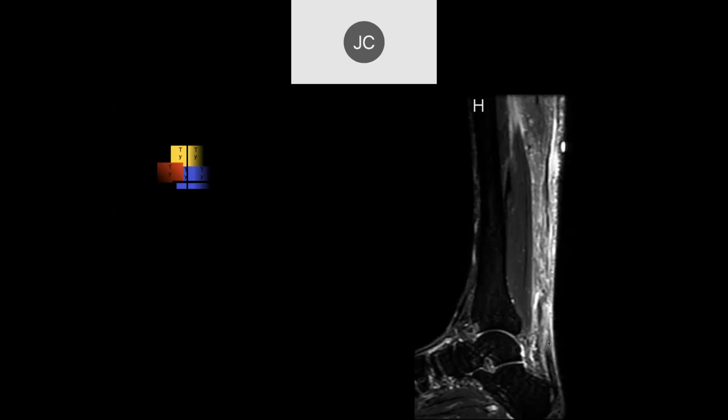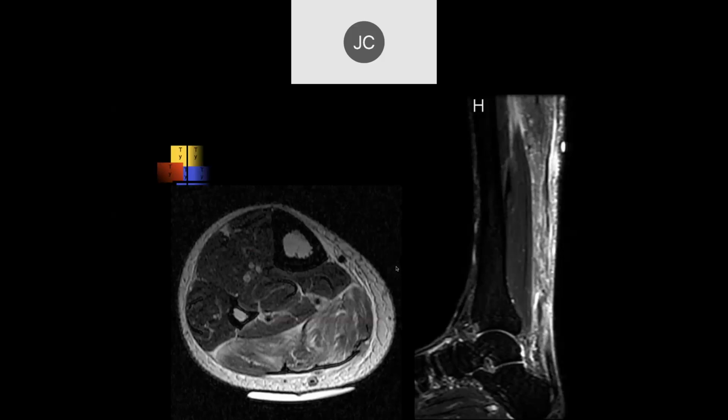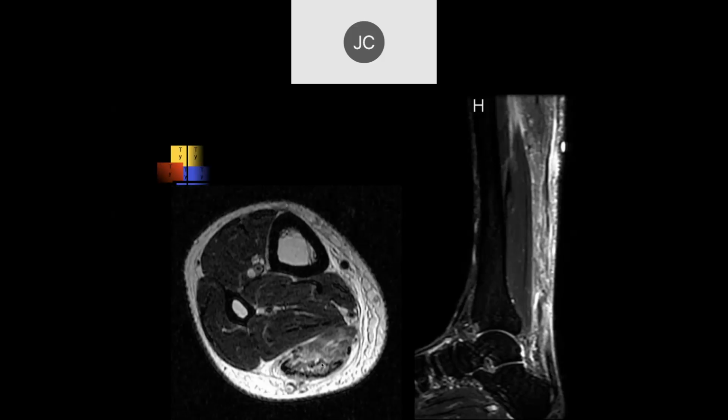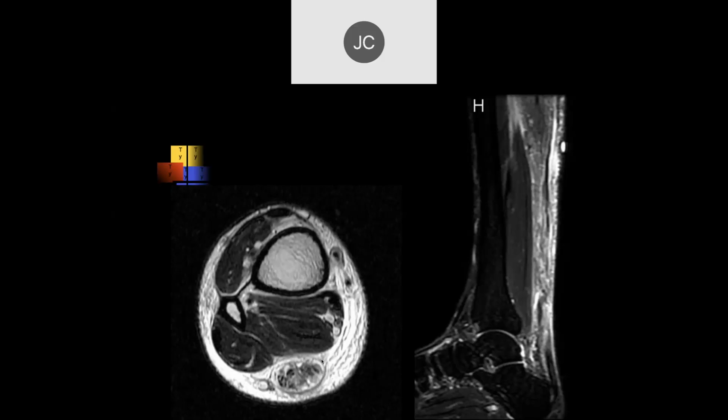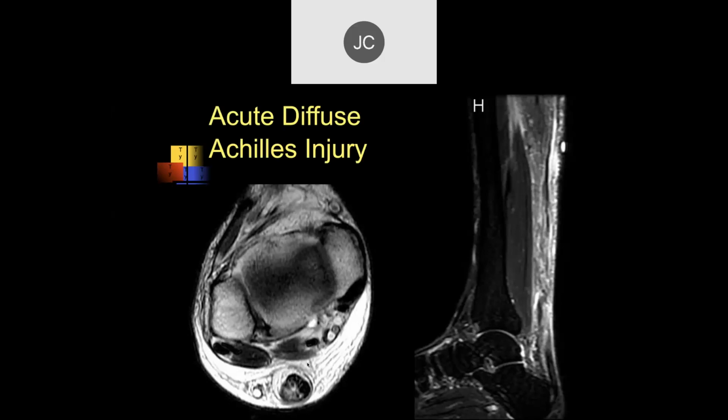Okay, and here we can see a much more diffuse injury of the Achilles tendon in this particular patient, and this is associated with a lot of atrophy of the gastrocnemius muscle higher up from the chronic tendon tear of the Achilles tendon and retraction. I would be looking for nerve damage on this case. Okay.